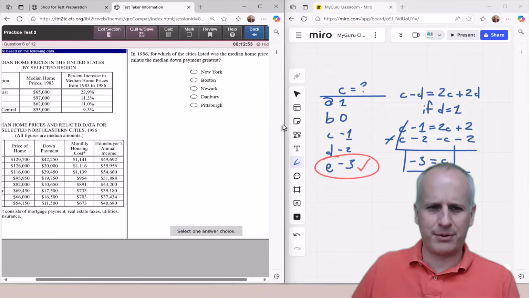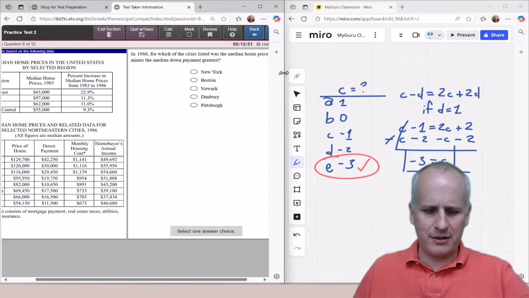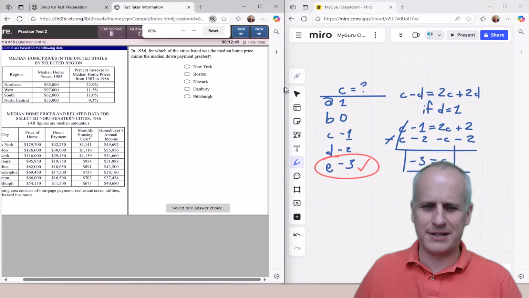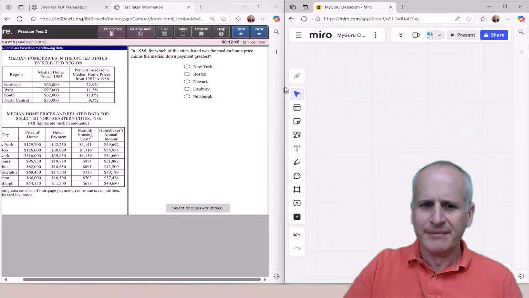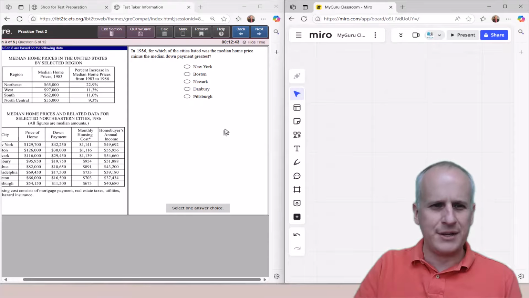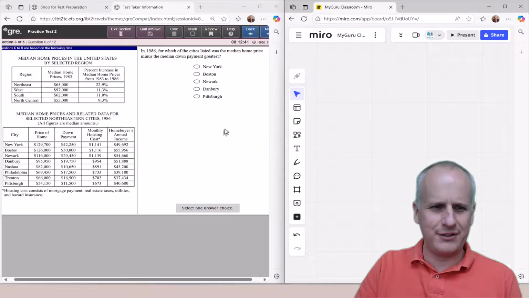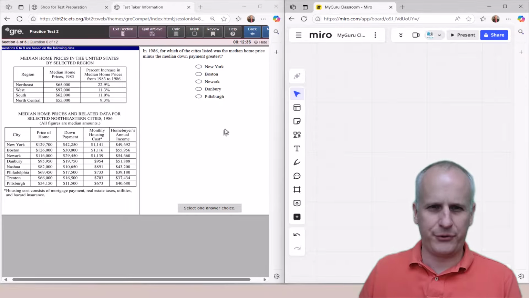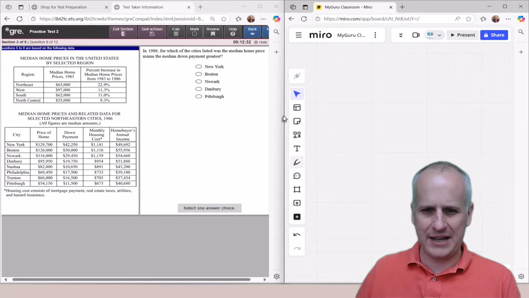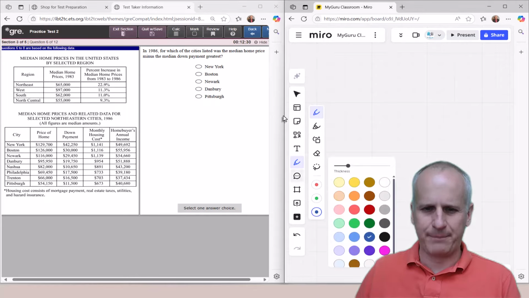Moving on to the next problem, we've got our data interpretation set. And you can see I just zoomed out a little bit for ease of use. What I have to do here is understand the information in the tables first. So I'm not even going to really engage with the question and answer yet. I just need to know what I'm looking at.